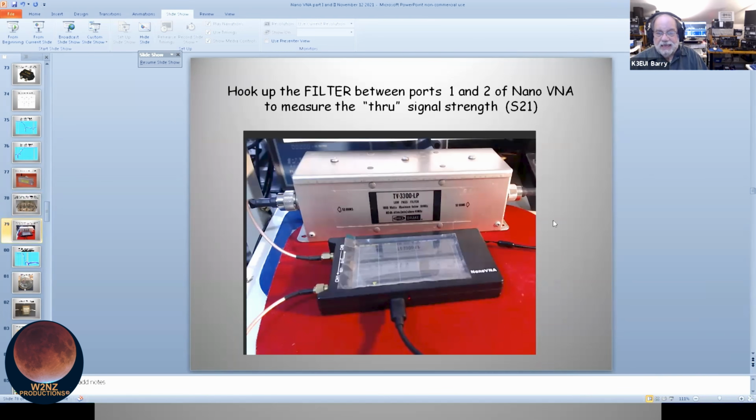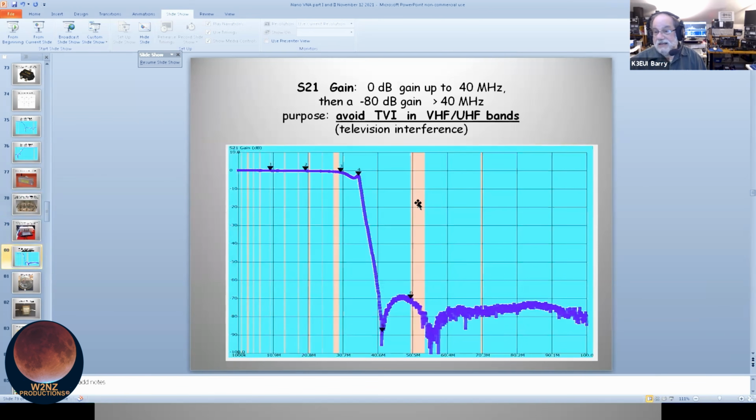NanoVNA, input, the output back in. Look at this. Whoa. So 0 dB, again, no gain. It's not an amplifier. So no gain, no loss, up till about 30 megahertz. Perfect. Can use it on all the ham bands. How about above 40 megahertz? Bloomp. Look at this. 80 dB attenuation. 80 dB. That's 100 million. Nothing's coming through on channel 3, 6, 10. My TVI, television interference, eliminated. So whoever told me to put on one of these filters, they were pretty smart.